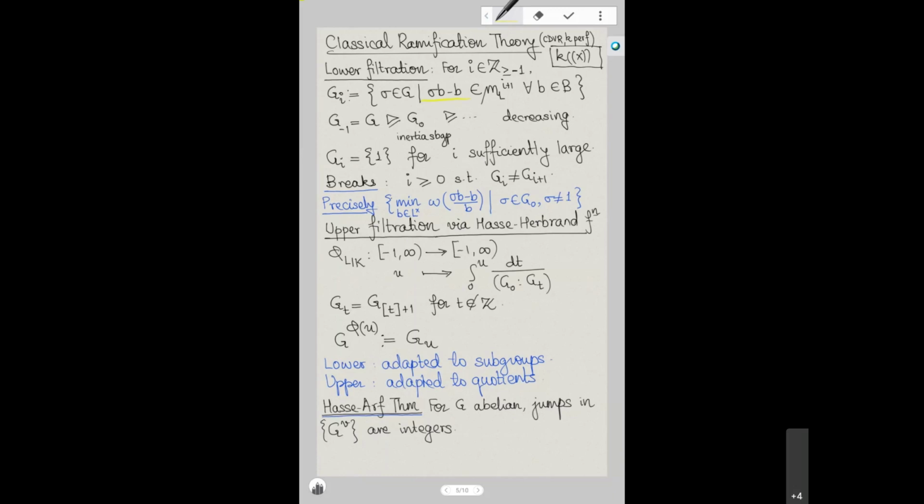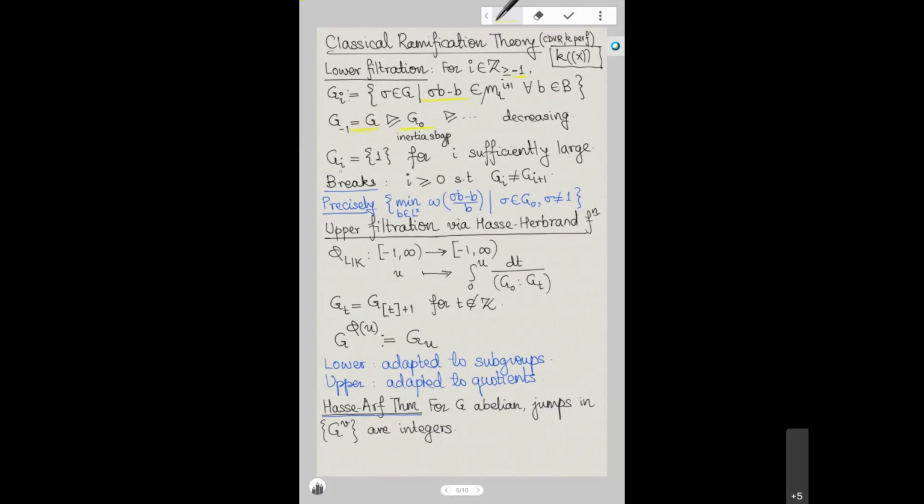Depending on what power of the maximal ideal you're looking at, you can define a filtration. This is called a lower filtration. It's indexed by integers bigger than or equal to -1, and this starts with G over here. This is a nice subgroup. The next level is the inertia subgroup. It keeps decreasing. At some points, G_i might be equal to G_{i+1}, but it is going to keep decreasing and eventually it stabilizes at the trivial group.